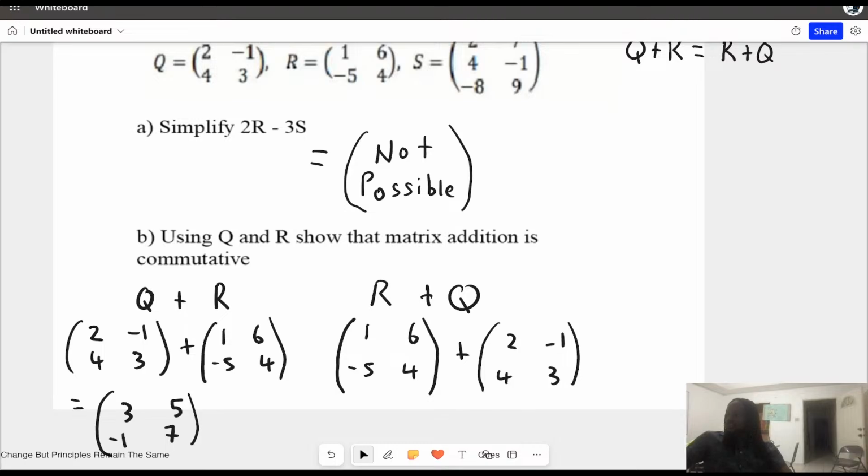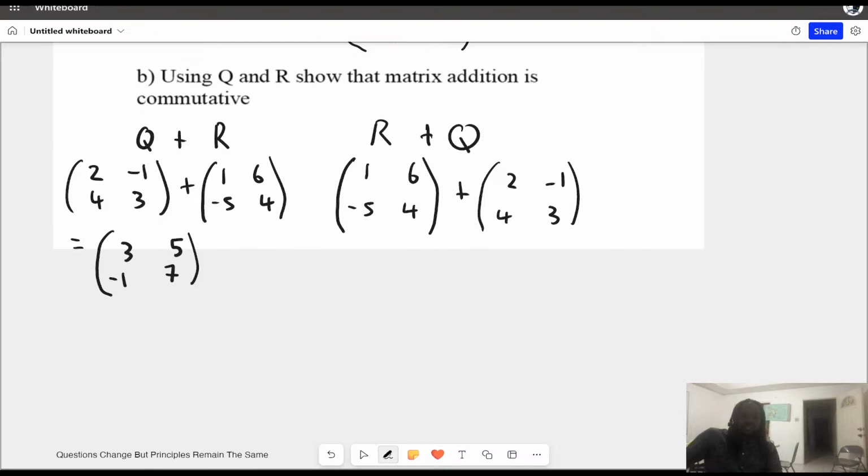So 2, negative 1, 4, and 3. And we add these together the same way we added the first two together. So corresponding elements: 1 plus 2 is 3, 6 plus negative 1 is 5, negative 5 plus 4 is negative 1, 4 plus 3 is 7. So what would be your answer for this question? Because if they ask you a question like this, you need to write a statement afterwards. So using Q and R, show that matrix addition is commutative, therefore matrix addition is commutative.